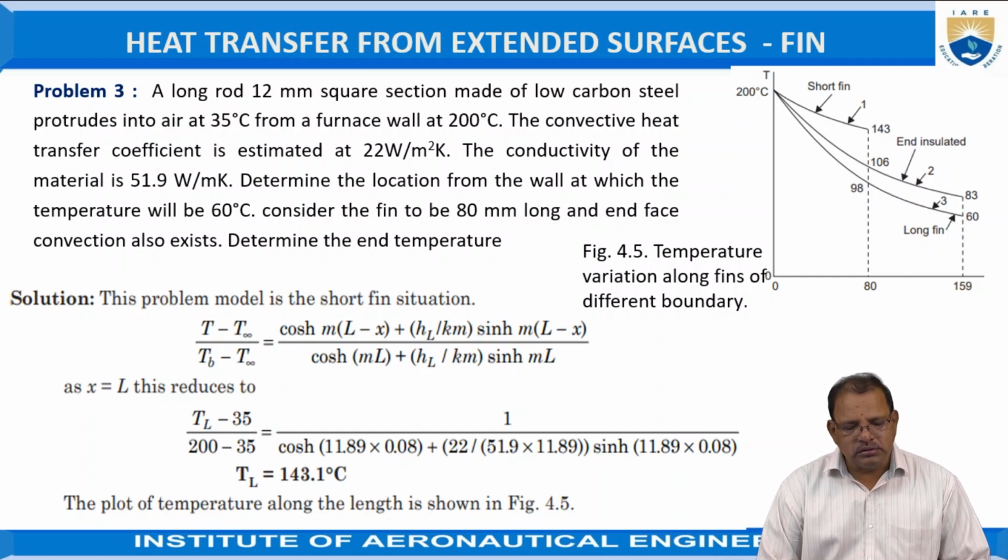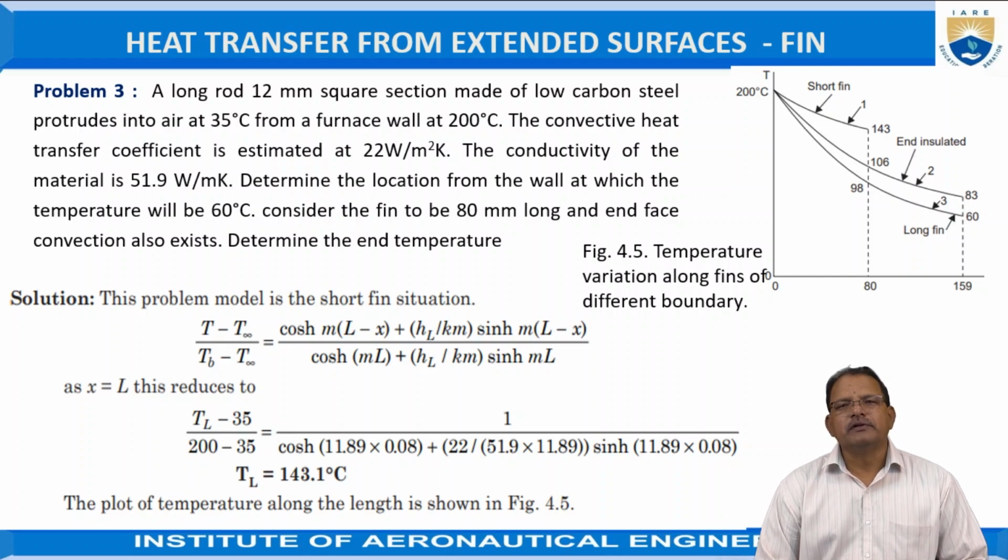Now, problem number 3. A long rod, 12 mm square section, made of low carbon steel, protrudes into air at 35 degrees centigrade from the furnace wall at 200 degrees centigrade. The convective heat transfer coefficient is estimated at 22 watts per meter square per degree Kelvin. The conductivity of the material is 59.9 watts per meter per degree Kelvin. Determine the location from the wall at which the temperature will be 60 degrees centigrade. Consider the fin to be 80 mm long and the tip convection also exists. Determine the end temperature.